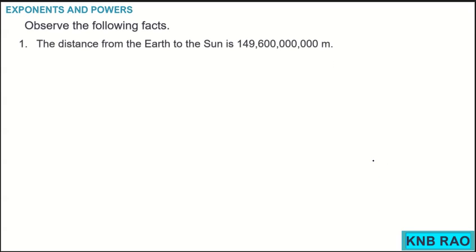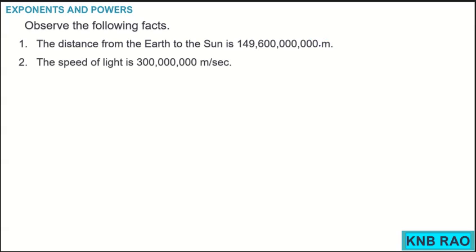The distance from the earth to the sun is, here could you read this number? This is not a very huge number. Suppose if you want to read, it will be read as hundreds, thousands, millions, billions. So 149 billion, 600 million meters.